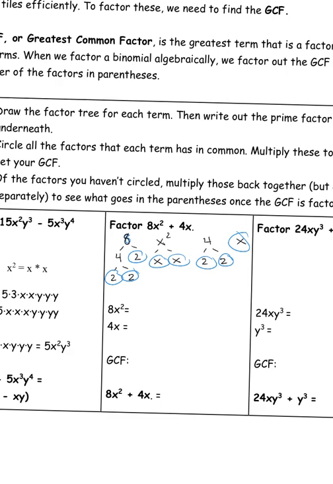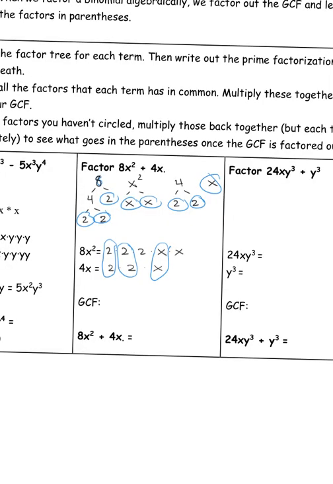All right, so I know that 8x squared is 2 times 2 times 2. I know that x squared is x times x. Then for 4, I have 2 times 2, and then I have x. All right, so I can see that they have a 2 in common, another 2 in common, and an x in common. Okay. So therefore, I know that my GCF is 2 times 2 times x, which equals 4x.